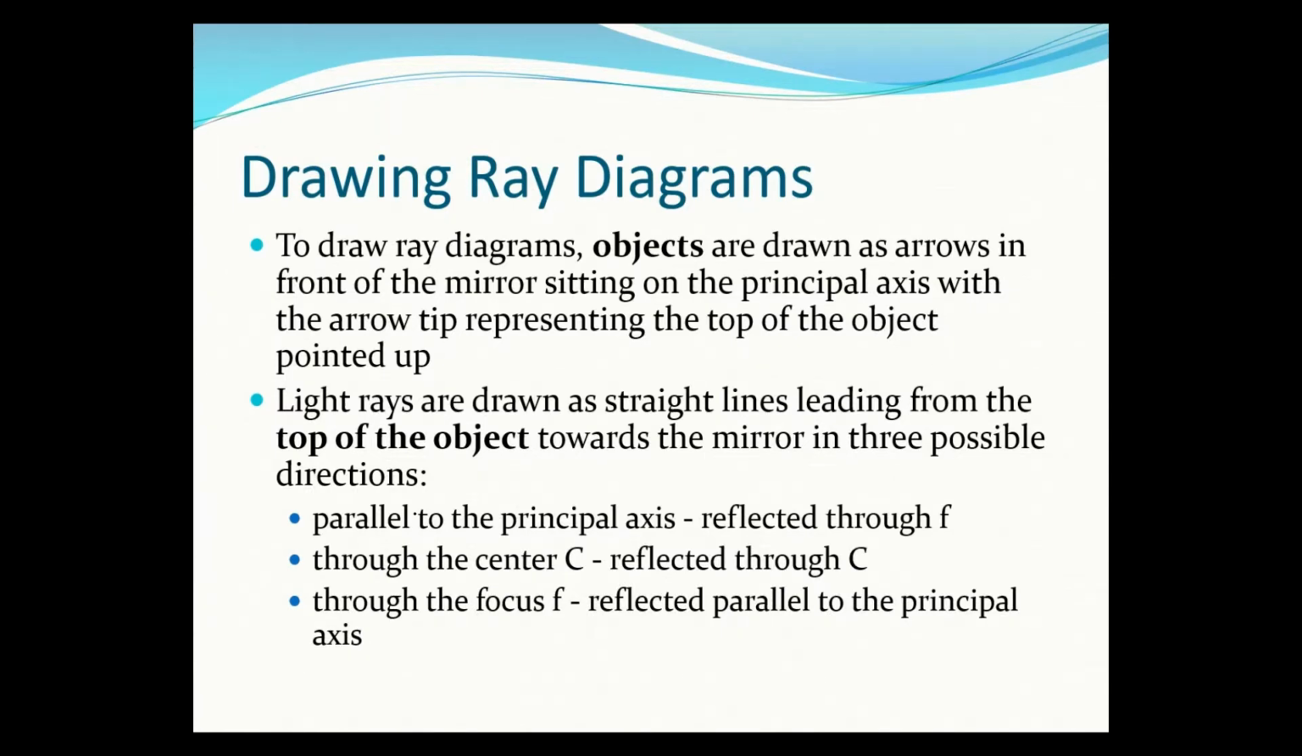So the first one is parallel to the principal axis, reflected through F. Then through the center C, reflected through C. And through the focus F, reflected parallel to the principal axis. Like I said, if that makes no sense, that's okay. You'll be like, oh, when we draw some actual ray diagrams.